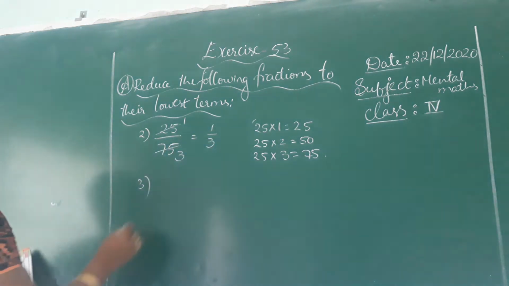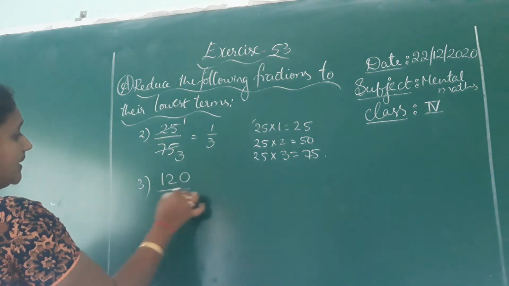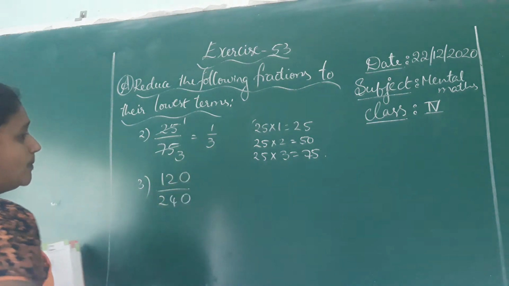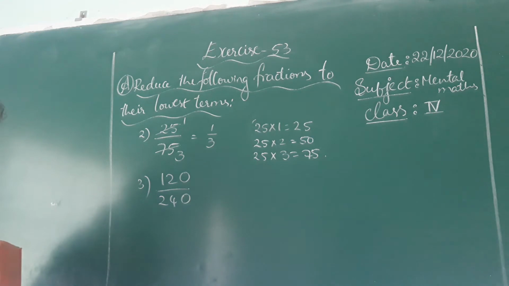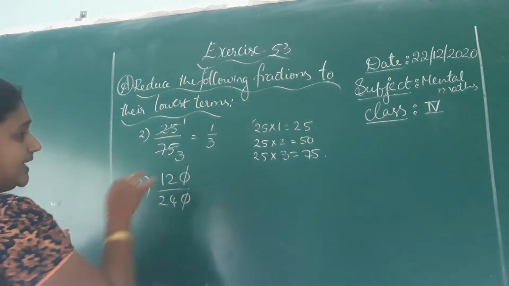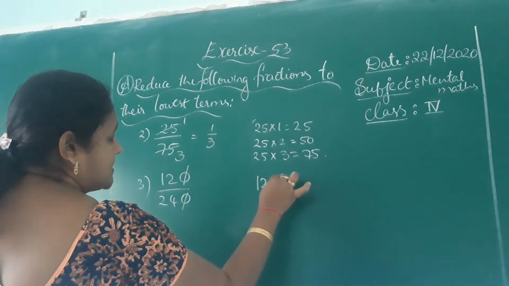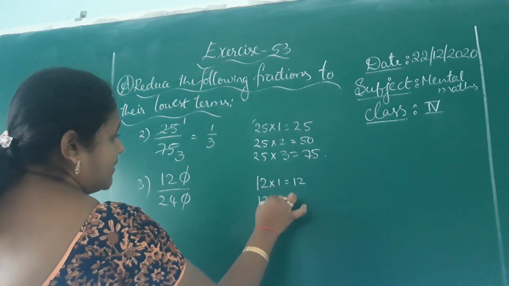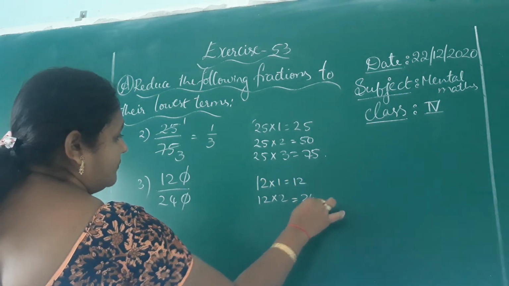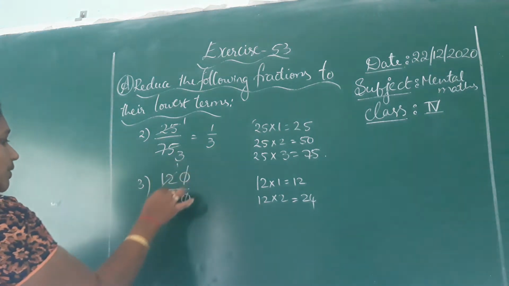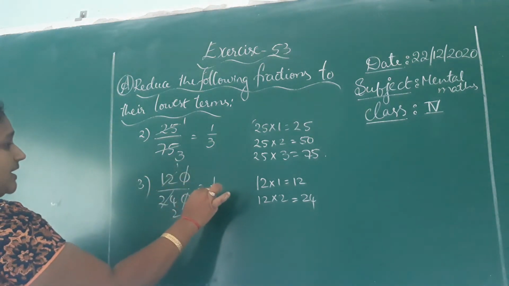See the third one, 120 by 240. Here there is a common cancellation chance of zeros. The zeros get cancelled. In the 12 table, 24 will be there or not. 12 ones are 12, 12 twos are 24. So there is a chance of cancellation, 12 ones and 12 twos. The answer is 1 by 2.